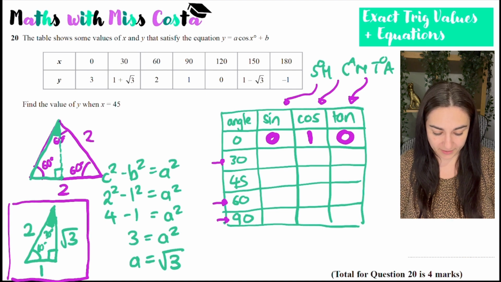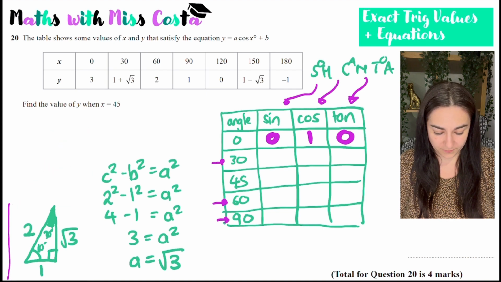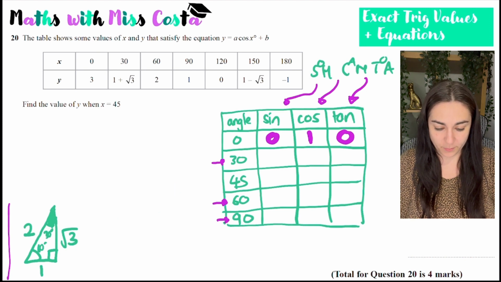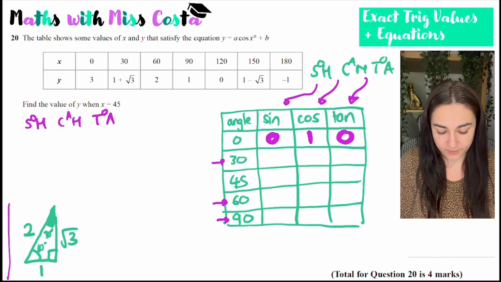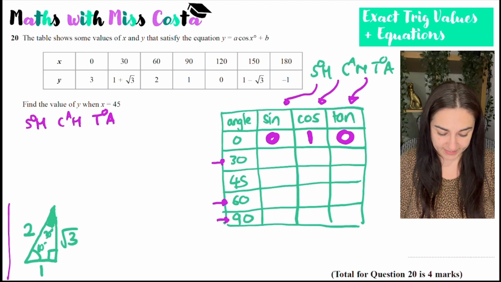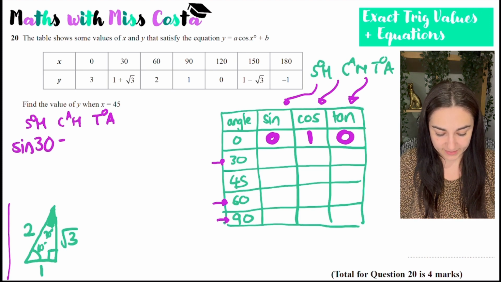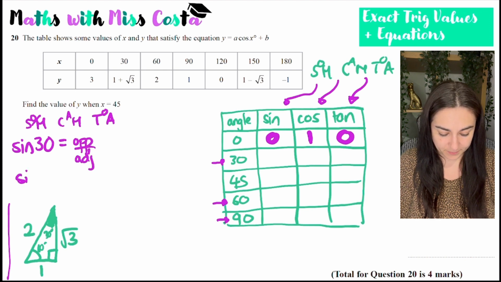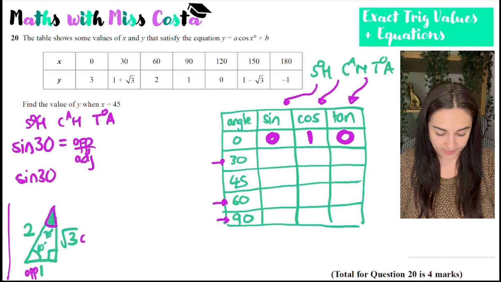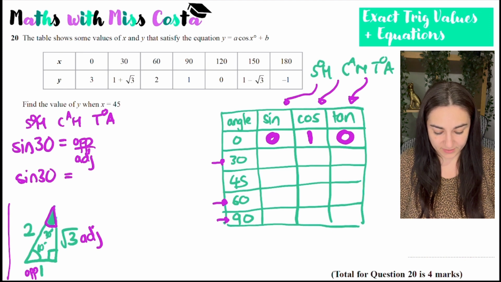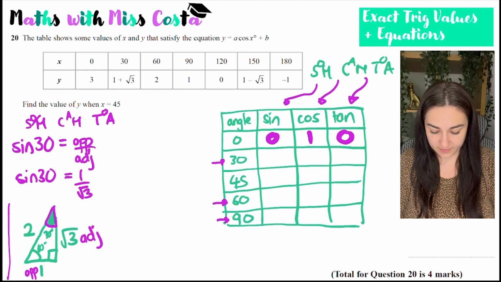So using this special triangle, I am now going to try and figure out what all of my values are. Remember with SOHCAHTOA, we always use that. First, I'm going to work out what sine 30 is. To work out sine 30, I'm going to have to do the opposite over the hypotenuse. And what's that going to be? Well, this is my given angle, 30. The opposite is over here, and the hypotenuse is over here. So sine 30 would have a value of 1 over 2.